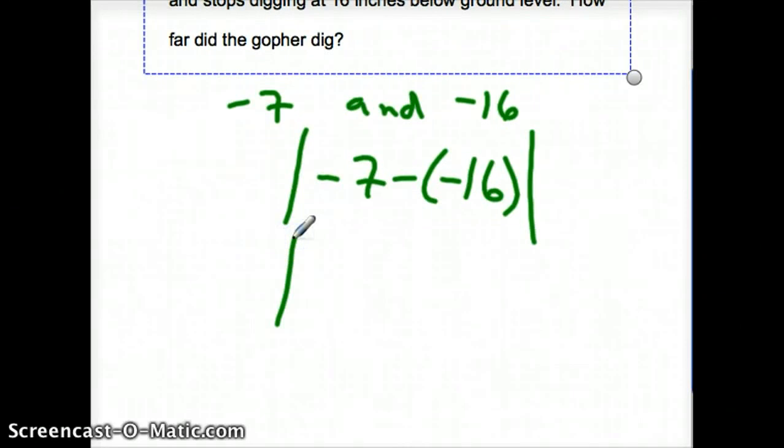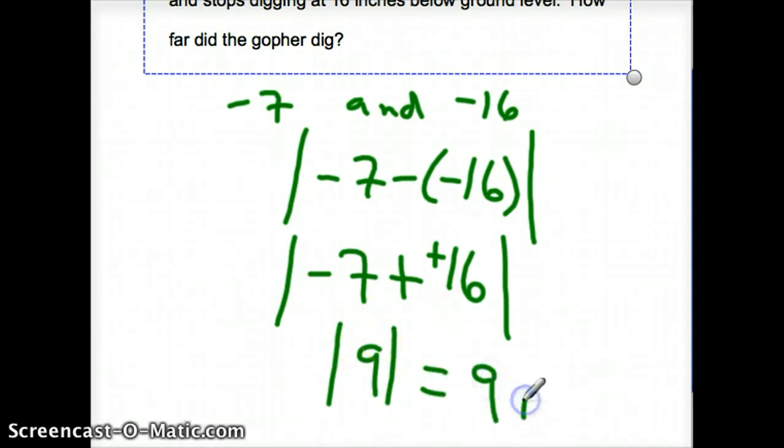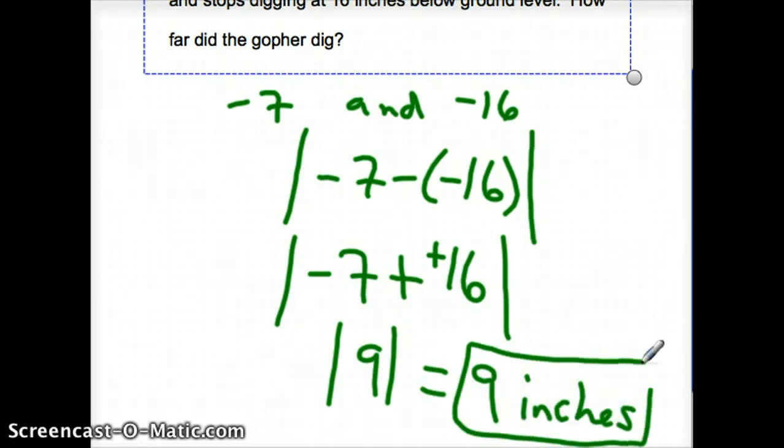Evaluate inside the absolute values first, but we don't subtract, we add the opposite. Okay? Never change the sign on your first number. Always, when you're going to change the sign on a number by doing this, you're going to change the second number. -7 plus 16 equals 9, and the absolute value of 9 is 9. So that gopher dug 9 inches. Okay? I hope that made sense.